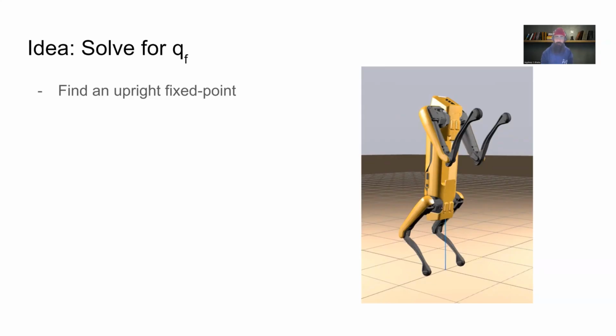One idea I had was to first solve for an upright fixed point, where we know that the robot is standing up, and we can apply some U to keep the robot stationary. Now, this makes optimization much easier because we have a Q0, a Q final, and the optimization just needs to fill in the details. Okay, let's take a look at some results.